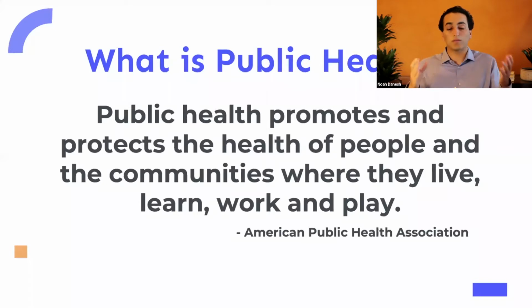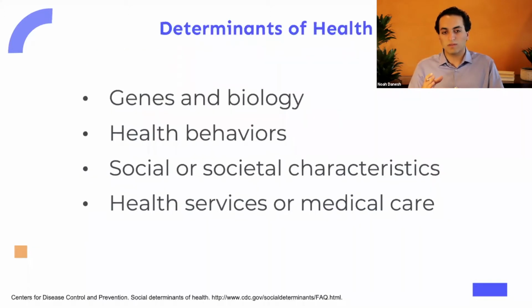Week one, we just looked at what public health is, defining that, and frameworks around it. So public health, we said, promotes and protects the health of people in the communities where they live, learn, work, and play. And that's pretty straightforward. We looked then at the determinants of health. So these are the factors that lead to someone's health outcomes. And we focused on four overarching categories: the biological factors, someone's genes, then someone's health behaviors, and someone's social or societal characteristics, and finally, the access they have to health services or medical care.